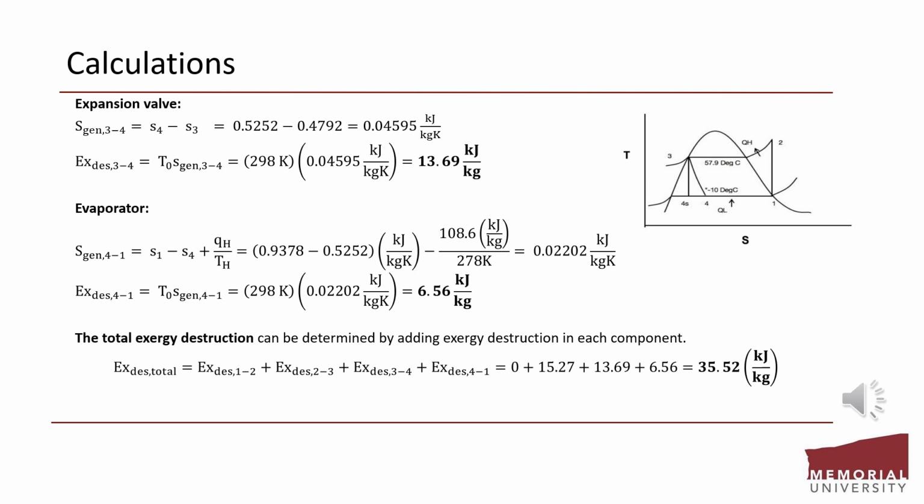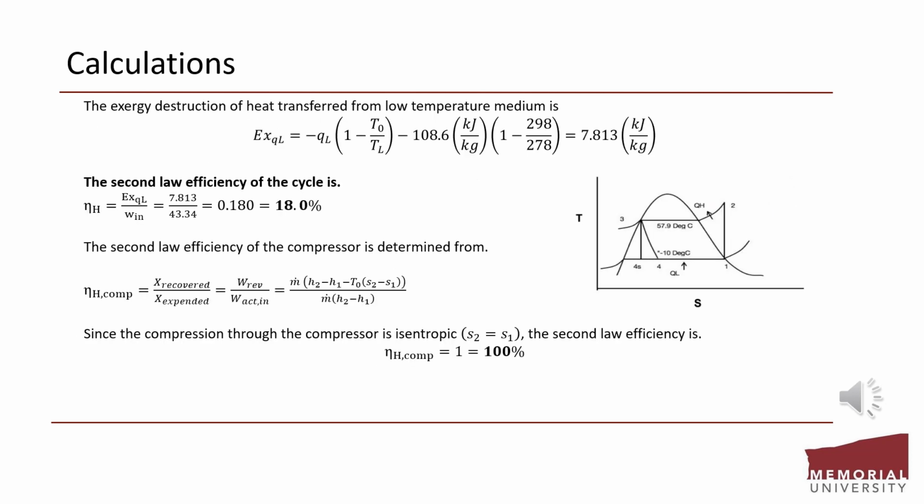The total Exergy destruction of the cycle will be the summation of Exergy destruction of all four parts, which will be 35.52 kJ per kilogram. Now we can calculate the Exergy destruction of heat transferred from the low temperature medium, which will be 7.813 kJ per kilogram. Now the second law efficiency can be calculated from the given formula, which will be 18%.